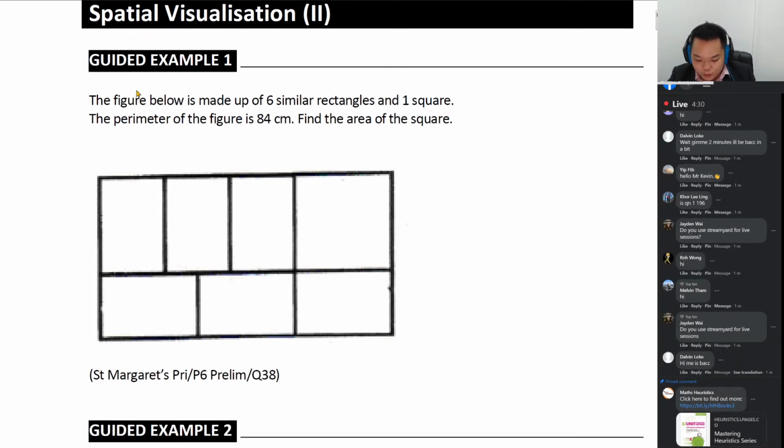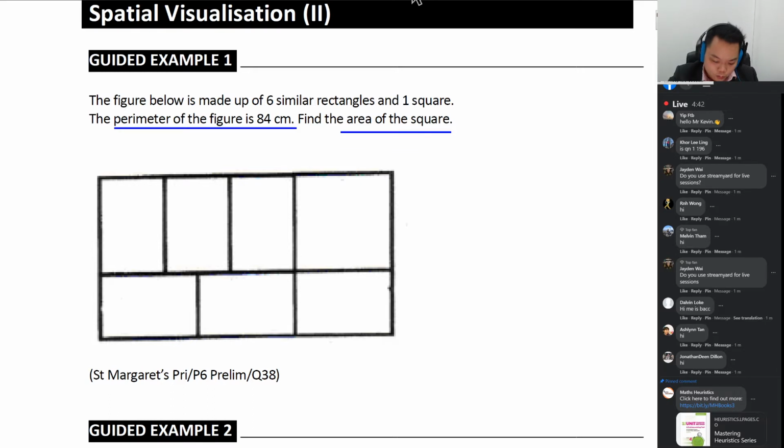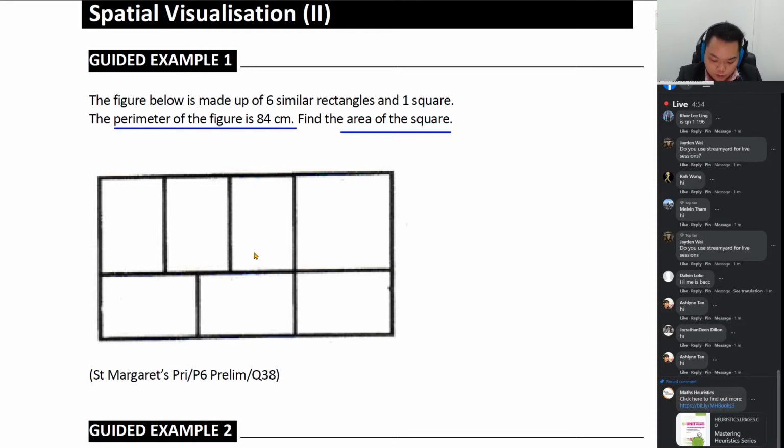Okay, the figure below is made up of 6 similar rectangles and 1 square. The perimeter of the figure is 84 cm. Find the area of the square. Here are a few things that I observed some of you would do. Some of you who rely heavily on algebra would eventually come to this conclusion where this is 1.5 units, this is 1.5 units, and then you find out the area.